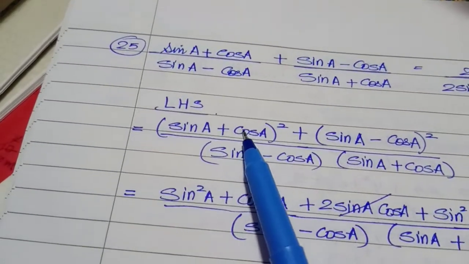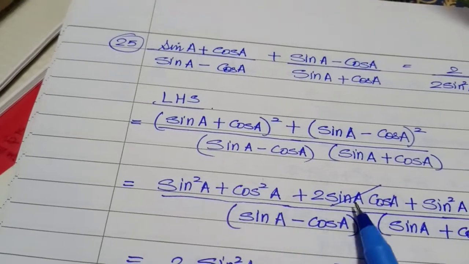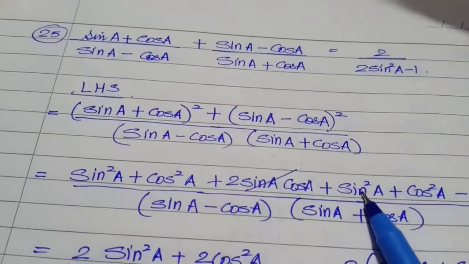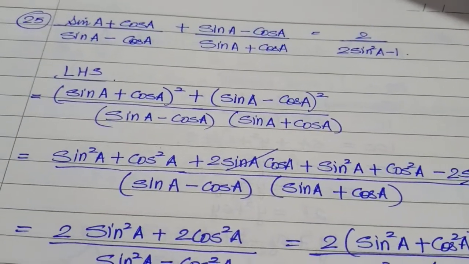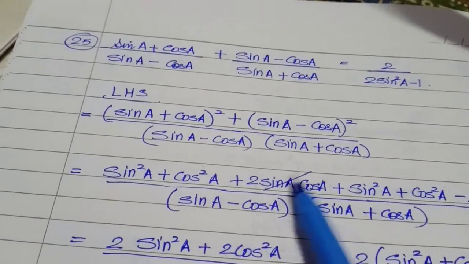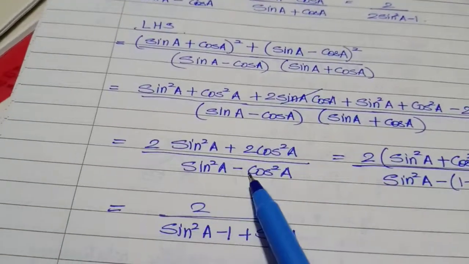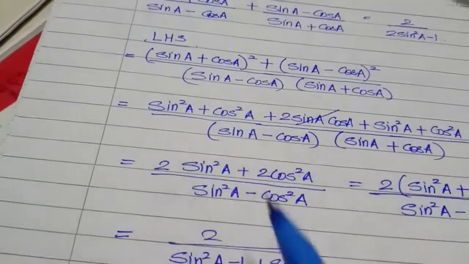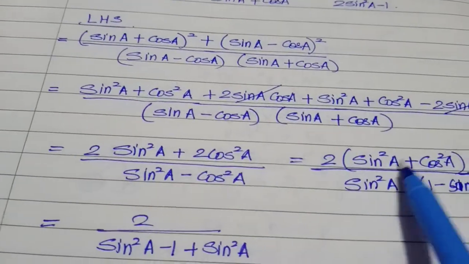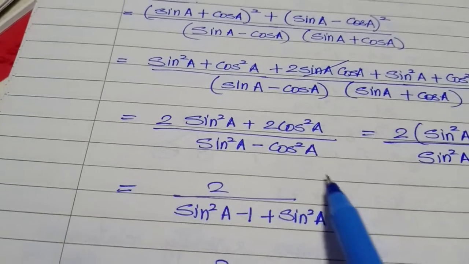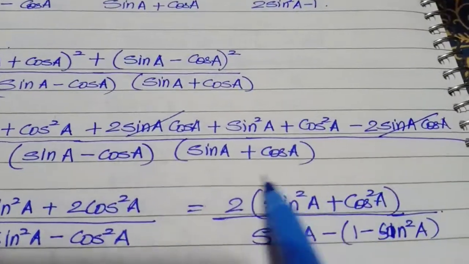So when I open this, I get a square plus b square plus 2ab. When I open this using an identity, I get a square plus b square minus 2ab. So these terms get cancelled and I get 2 times sin square A, 2 times cos square A, and this is sin square A minus cos square A. I can take out 2 common and I get sin square A plus cos square A, and this is okay. I finally got this. And this term becomes 1.